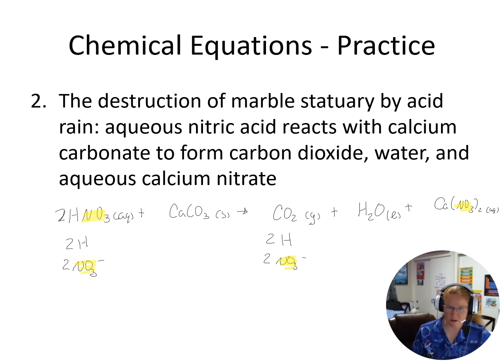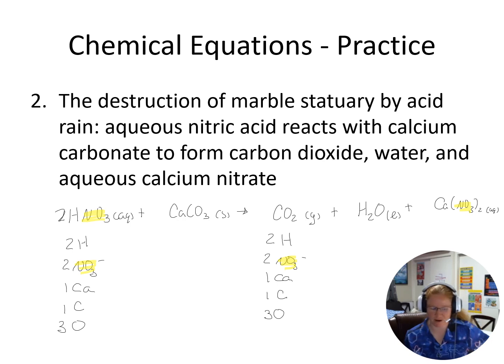Now I have 1 calcium over here on my reactant side. Looking at my product side, I also have 1 calcium. I have 1 carbon over here in my carbon dioxide. That's the only place where carbon shows up, so I have 1 carbon. And then in my calcium carbonate, I have 3 oxygens. Well, when I look at the product side, I have 2 oxygens in carbon dioxide and 1 oxygen in water. So I do indeed have 3 oxygens.